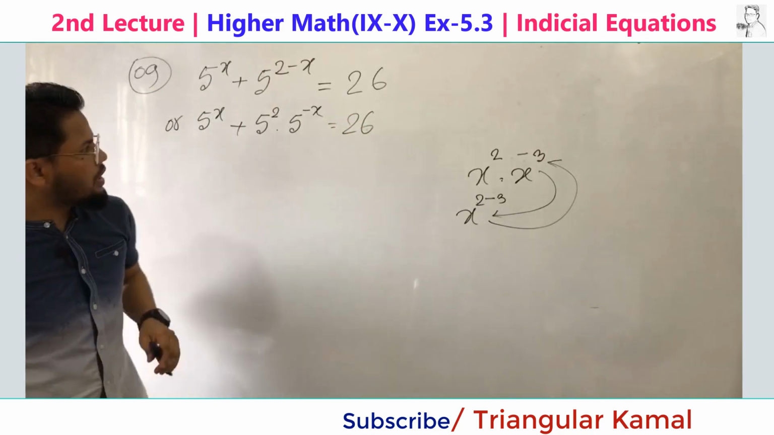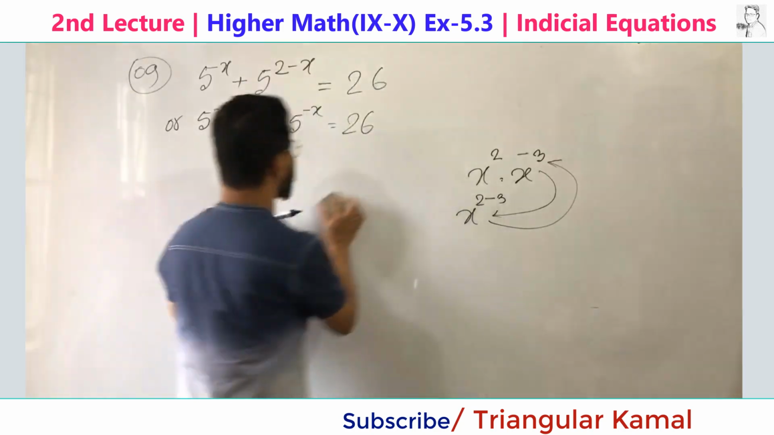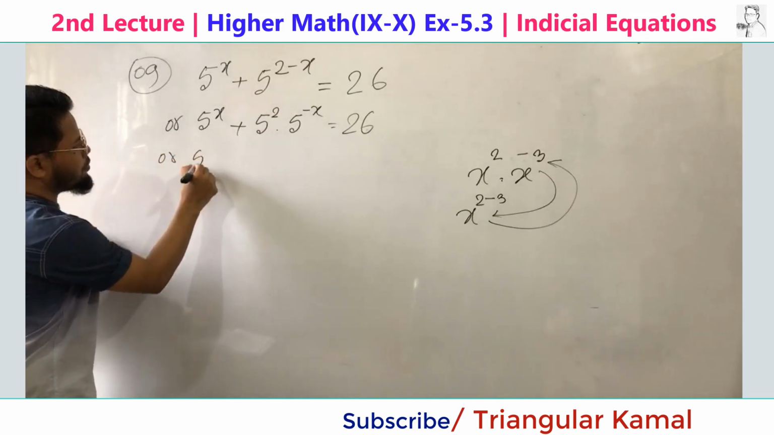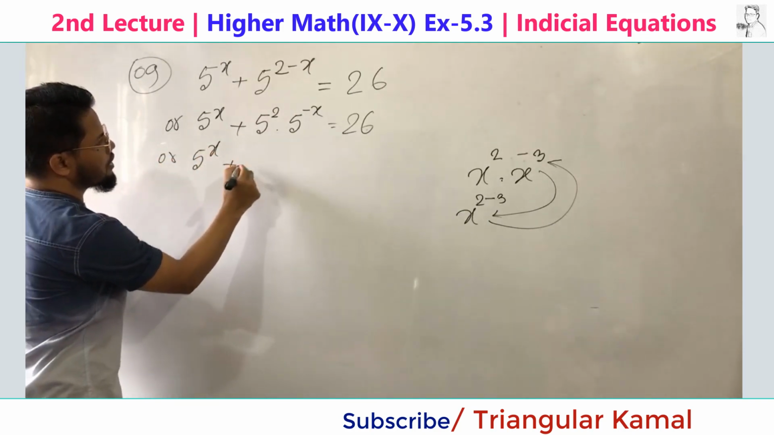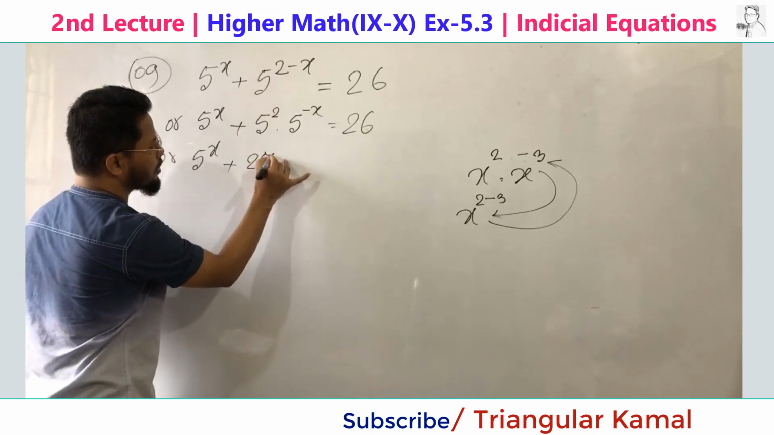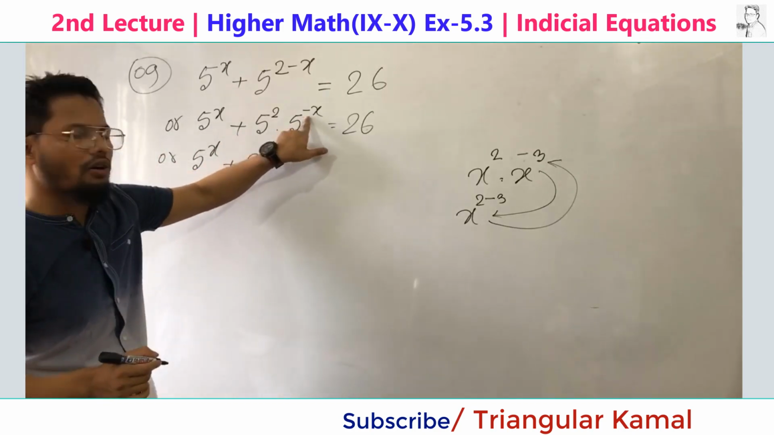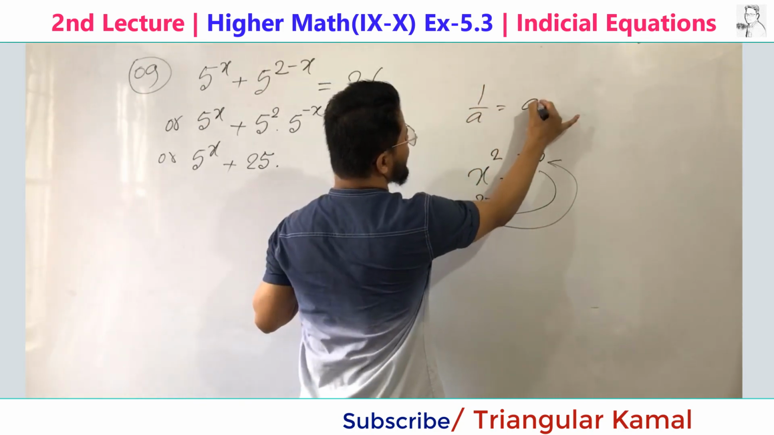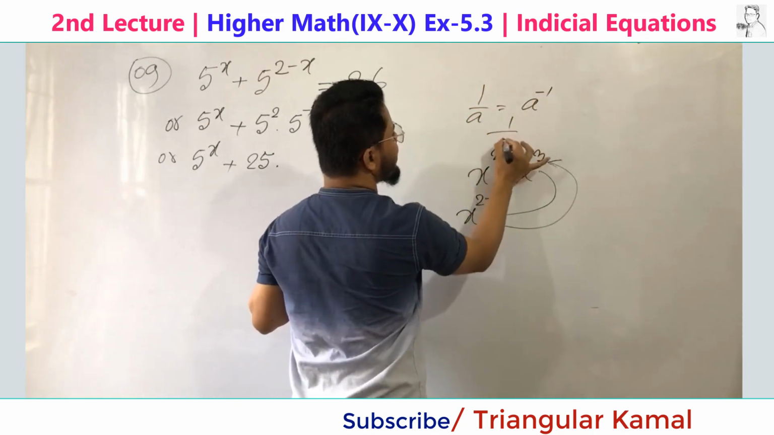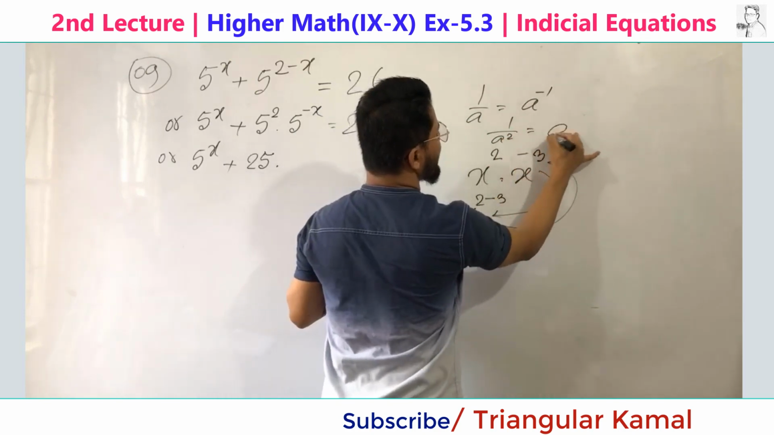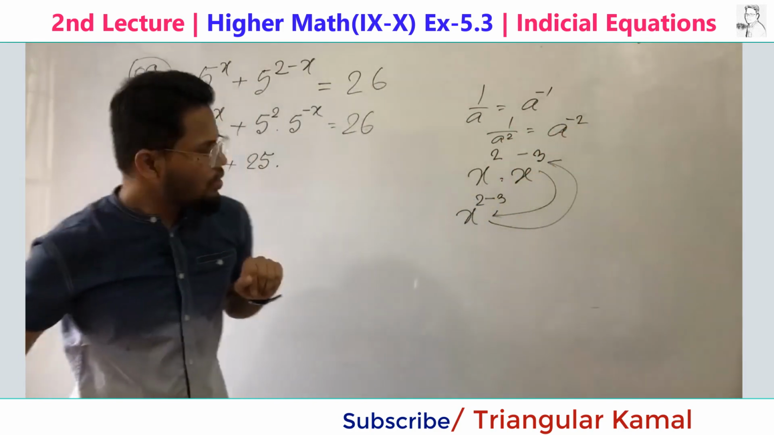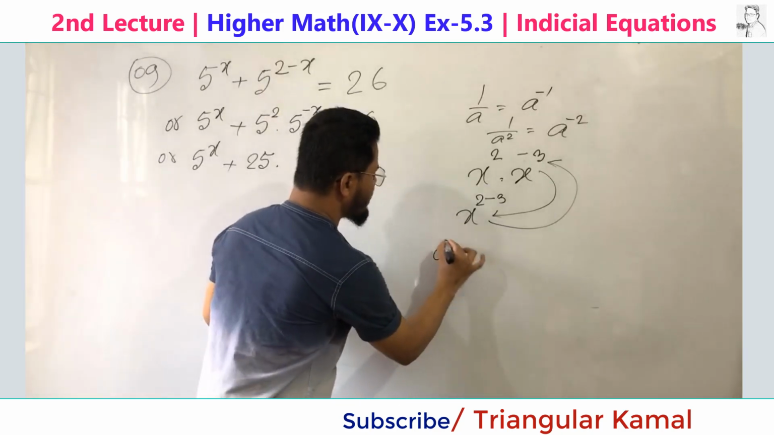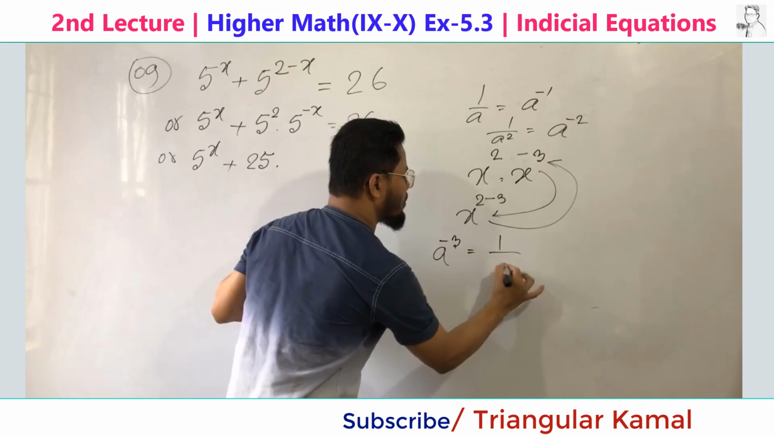So dear students, now we will do the second step. Give attention here. The second part, 5 to the power x plus this 25. What we see here, 5 to the power minus x, like 1 by a. What does it mean? a inverse minus 1. 1 by a square indicates a inverse minus 2. So dear students, if we convert, a inverse minus 3 will be 1 by a cube.